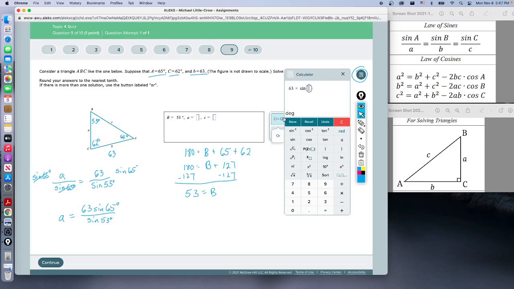sine, and we are in degree, that's the default, 65. And then I'm going to highlight this whole thing and do a divide. That gives me the fraction. Put in sine of 53. Hit enter, and that's my answer. They want it to the nearest tenth, so that's 1 decimal place, so 71.5. Go ahead and enter that in while we're at it.